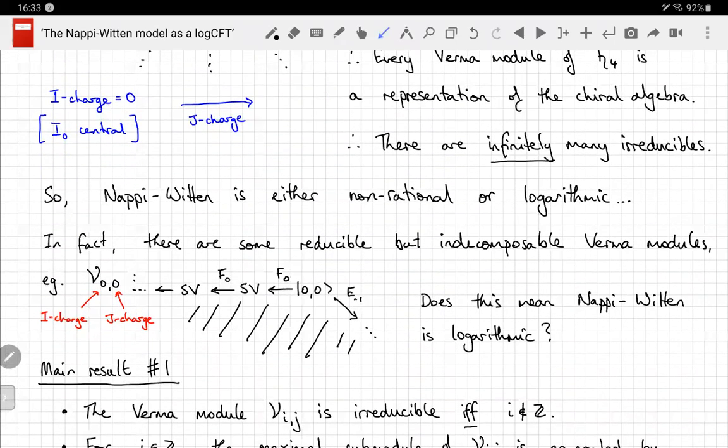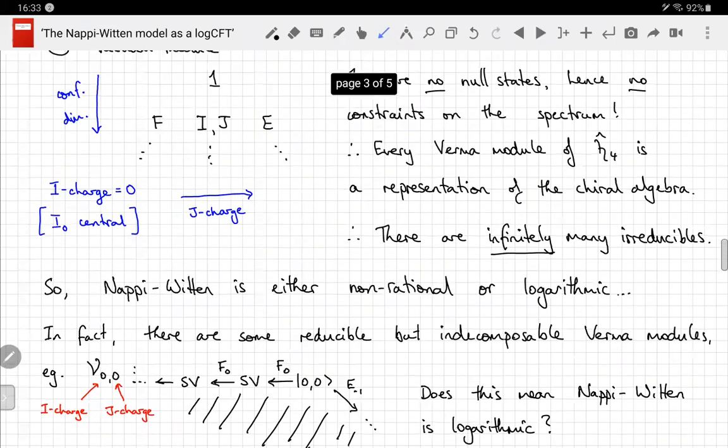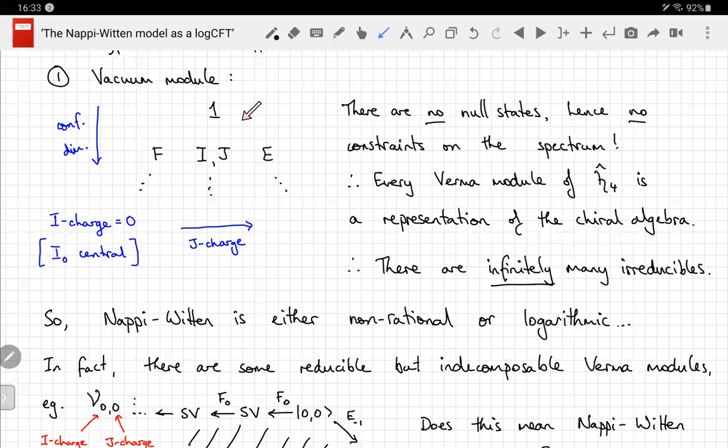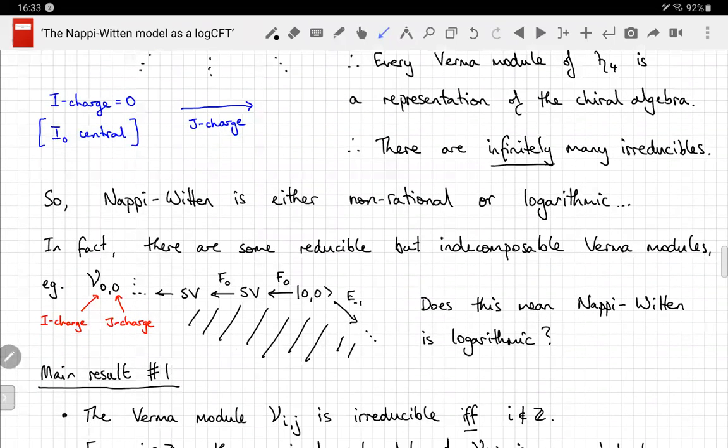Now, in fact, formally, according to my definition, we know that it's going to be logarithmic because it's very easy to show that you get reducible but indecomposable Verma modules. A Verma module is always indecomposable, and all we need to do is find one which is reducible. If we take the Verma module which is the parent of the vacuum module itself, in other words, we take the generator to have I charge 0 and J charge 0, then you can check very easily from the commutation relations that you get an infinite string of singular vectors by acting with F0. You start with the Verma vacuum, act with F0, you get a singular vector. Act with F0, you get another singular vector, and so on and so forth. So in fact, there are heaps of reducible but indecomposable Verma modules out there.